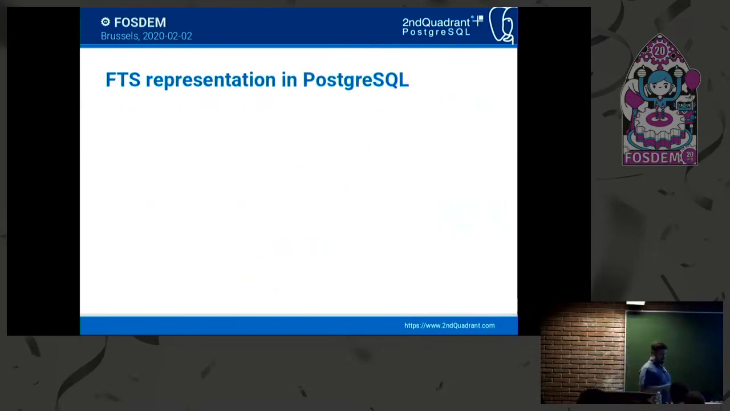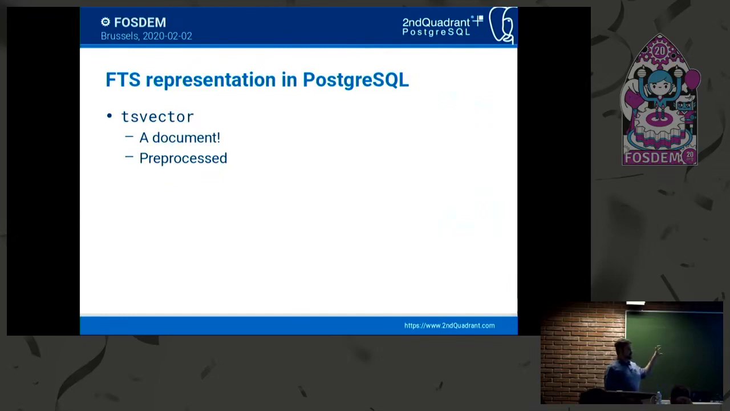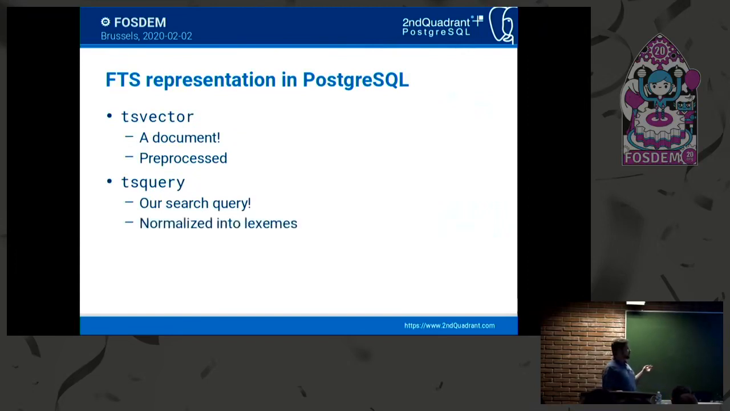So how is full text search represented in Postgres? We have a data type that's called TS vector, which represents a document stripped down to its essential form. It's a pre-processed document stored as a separate data type in Postgres. And then we have TS query, which is our search query, our predicate, and it's normalized into lexemes. So before you can use Postgres's full text search features, you have to convert everything to one of these types.